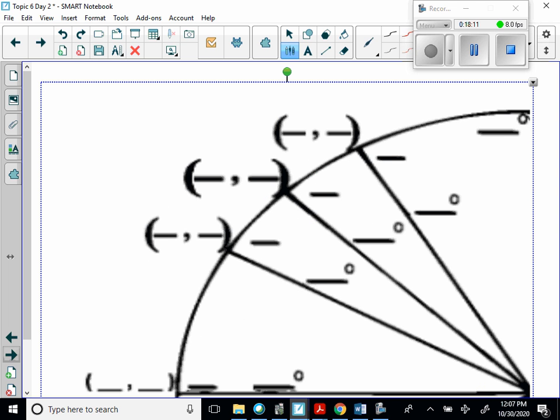Okay, you should be able to fill out this information now. So this would be the 120. This would be the 135. This would be the 150. And this would be the 180. So this would be the pi. This would be the 5 pi over 6. This would be the 3 pi over 4. This would be the 2 pi over 3. And the ordered pairs of those.